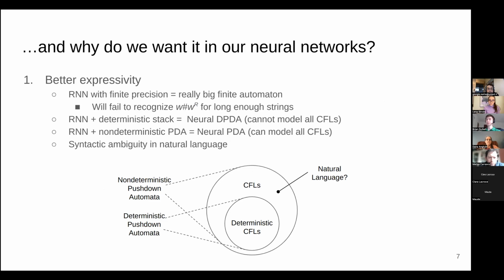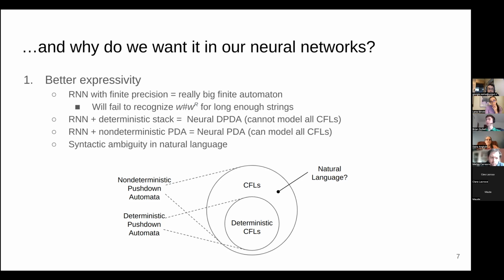All right, so why do we want these things in our neural networks? Well, for one, they offer better expressivity. So if you think about a standard RNN, like an Elman RNN or an LSTM, if you implement it with finite precision, it's really equivalent to just a really big finite automaton. And theoretically, it will fail to recognize simple languages like W marker W reverse, if the strings are long enough, because it won't have enough capacity to memorize the string W.